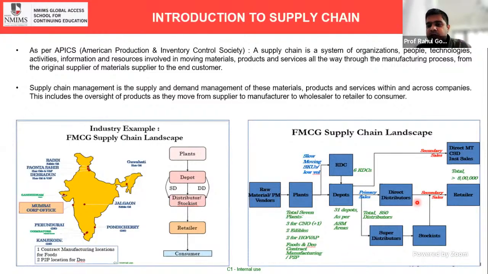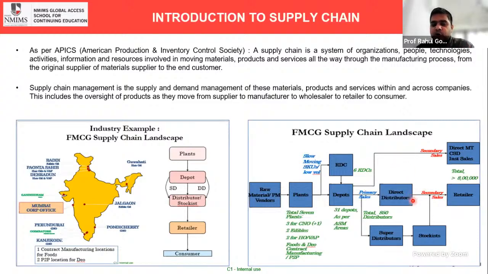So all routes are there, and we all know any organization is not distributing its products to only one channel. They have a general trade channel, a modern trade channel, an e-commerce channel, right? There are so many ways today to reach a consumer. Clear?